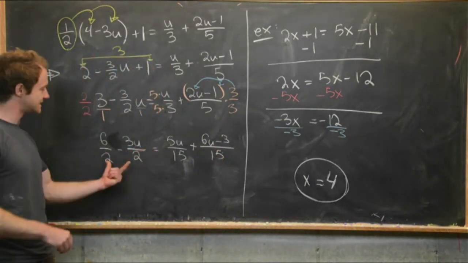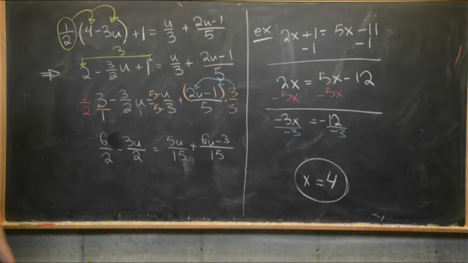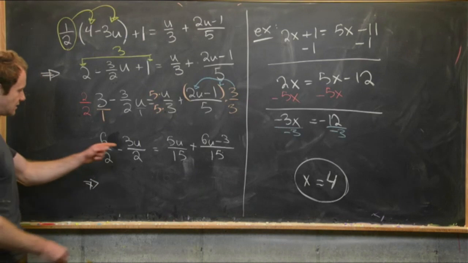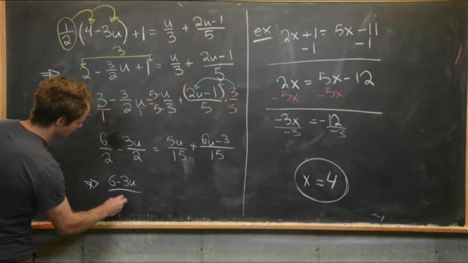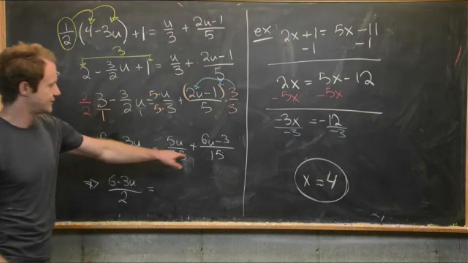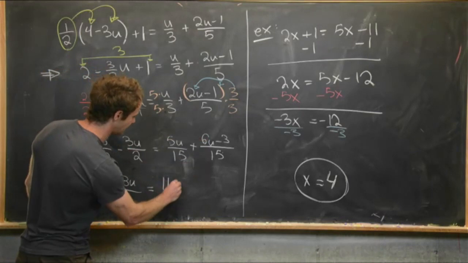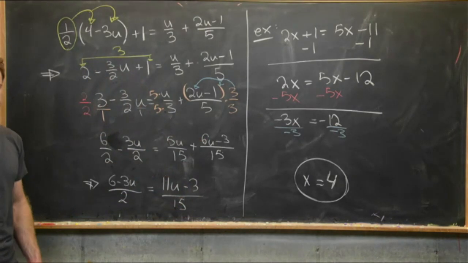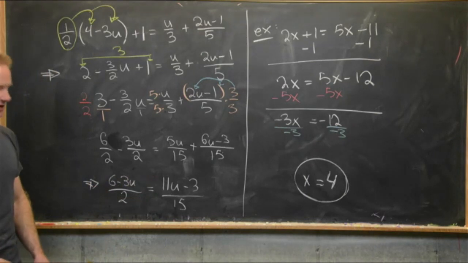And now we're all set because the left-hand side has a denominator of 2, the right-hand side has a denominator of 15. So we can combine the left and right-hand side individually. So we'll have (6 minus 3u) over 2. So that's what the left-hand side looks like. And then since we've got a common denominator of 15 here, we can have 5u plus 6u. So that's going to be (11u minus 3) over 15, where we combined like terms there. So now we've got this big fraction equals this big fraction.